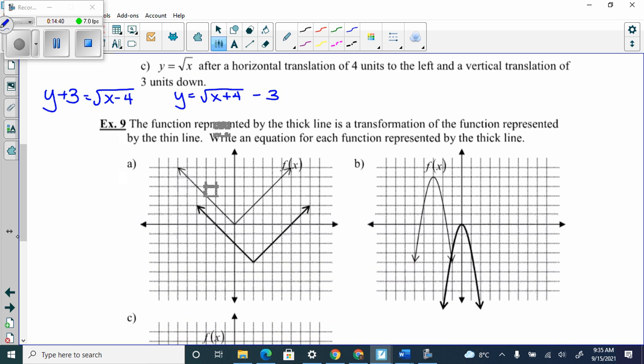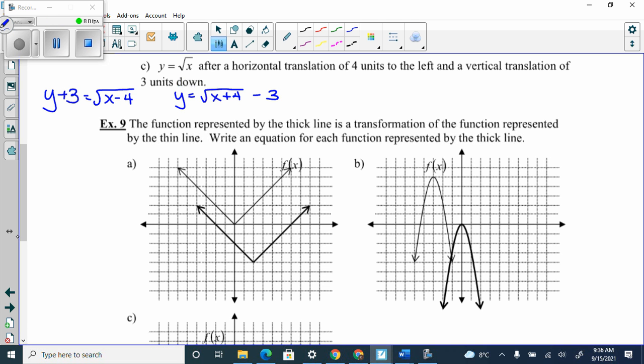We're just going to look at example 9a. So here, the hardest part of this question is figuring out which one is the original and which one isn't. So read thoroughly. Don't call me over. It says, the function represented by the thick line is a transformation of the function represented by the thin line. Which one's the original? The thin. The thick is the transformation of the thin.